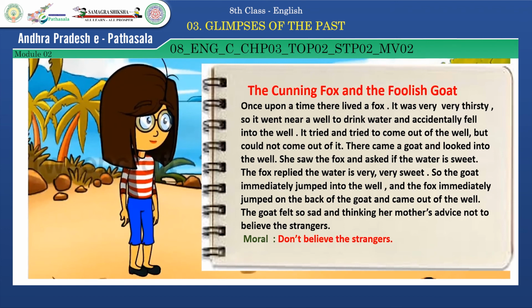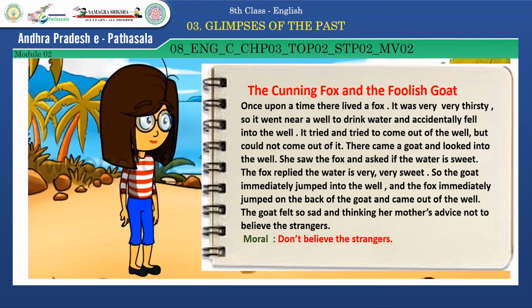My name is Princey. My story goes like this. The cunning fox and the foolish goat. Once upon a time, there lived a fox. It was very, very thirsty, so it went near a well to drink water and accidentally fell into the well. It tried and tried to come out of the well, but could not come out of it.